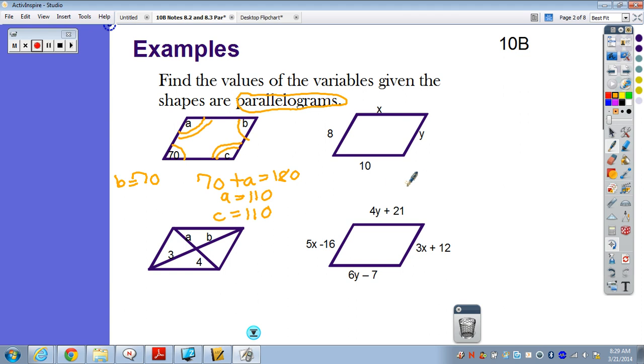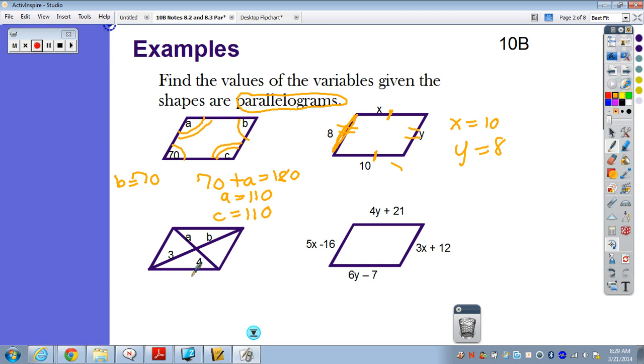In the second example, now we're given side lengths. We know that because it's on the outside, 8 represents this distance. 10 represents the bottom distance of the parallelogram. We know opposite sides are congruent, so I'm going to mark them to show that they're congruent, which means X has to be 10 and Y has to be 8.